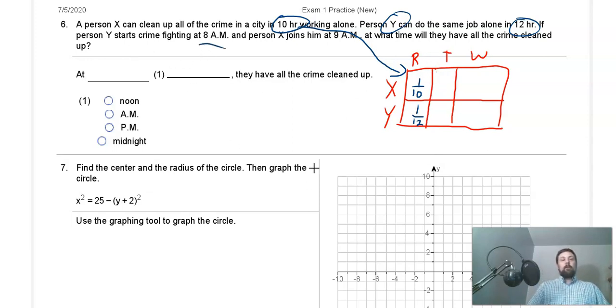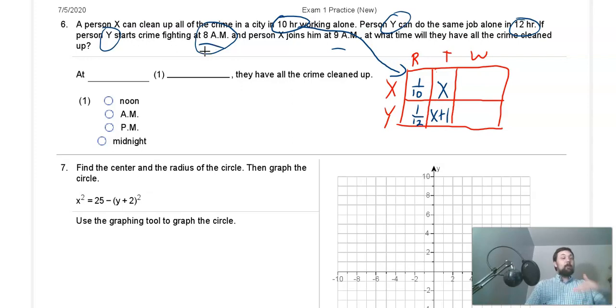Person Y starts crime fighting at 8. Person X joins him at 9. So we don't know how long they're going to be working for on this particular day where they're working together. But I do know that person Y starts an hour early. And so if I let X represent the amount of time that person X will be working this day, then person Y will work that same amount of time plus an hour more because they started an hour earlier.